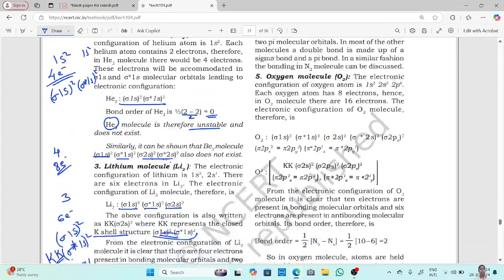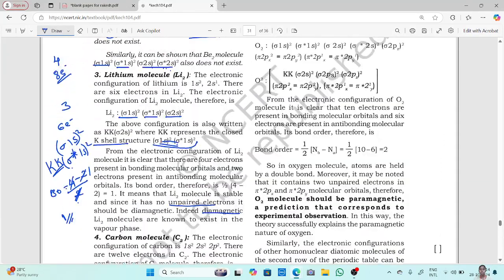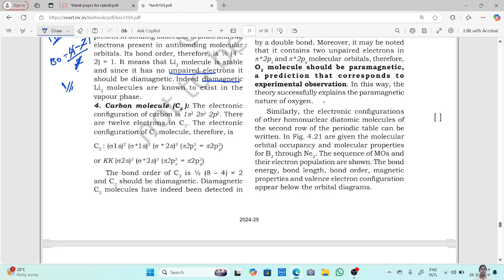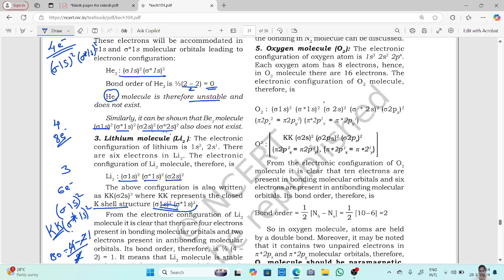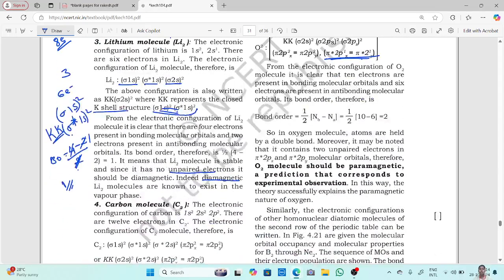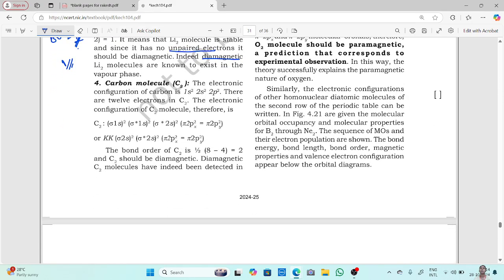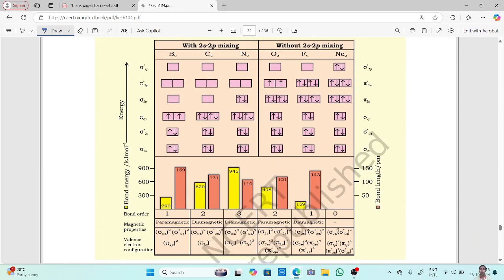Now similar for carbon and oxygen molecules, similar things are there, but in oxygen you have to remember that unpaired electrons are seen. For carbon there are no unpaired electrons, so it is diamagnetic. But in oxygen you have an unpaired electron in the 2px and 2py orbitals. So in this case your molecule will be paramagnetic. The oxygen molecule should be paramagnetic, a prediction that corresponds to experimental observation, and it is experimentally observed that oxygen is a paramagnetic molecule. Now these are some other examples.